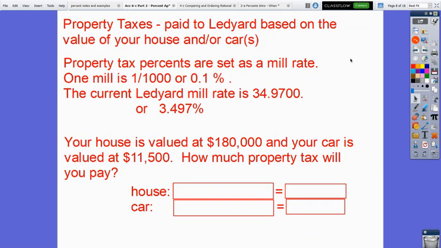The final basic category of taxes that you pay is property taxes. Okay. This is how the town makes its money. So we talked about how the federal government makes most of its money on income tax. The state makes theirs on both income tax and sales tax. And the town makes most of its money on property taxes.